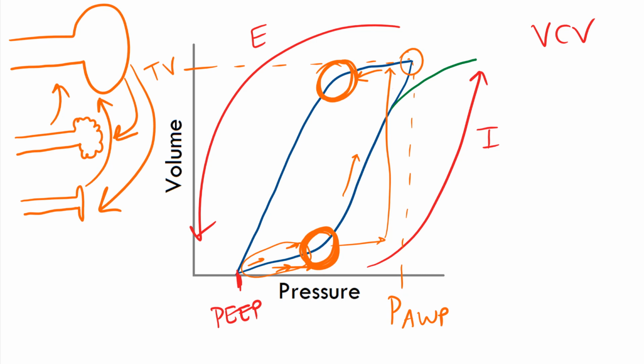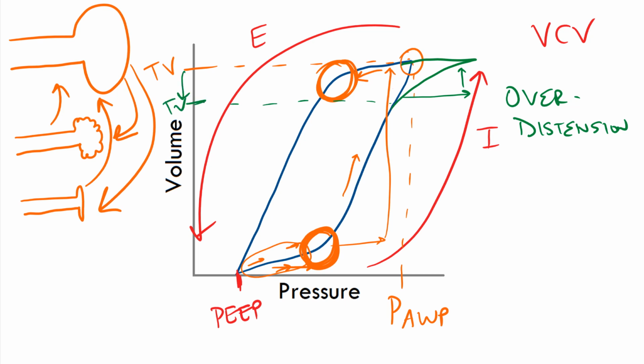Sometimes you might see this towards the end of inspiration, known as the penguin sign or a bird's beak, in which you are applying a lot of pressure but achieving very little volume. Essentially, you are over-distending, putting the patient at increased risk of barotrauma and even volutrauma. If you see this on the volume pressure loop, you might want to decrease your tidal volume, because there's very little utility in keeping a tidal volume so high if you're over-distending the alveoli. Now again, you can't see over-distension in pressure control ventilation because in those curves, the pressure is completely constant.